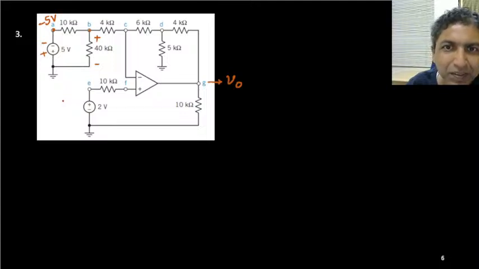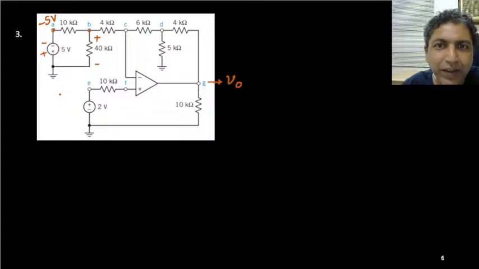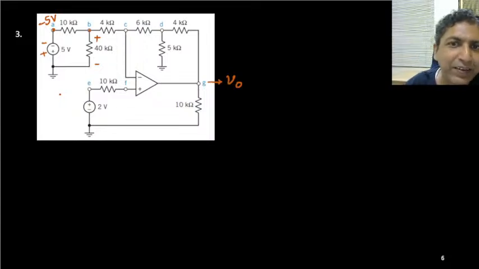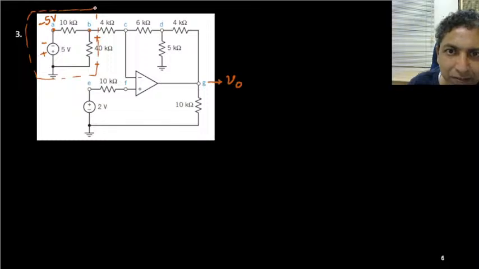But here one thing, you can't say that it is simply a potential divider circuit and that the exact potential VB is 40 upon 10 plus 40 times minus 5. This is not the exact potential, because some current can go through this side as well. So what we will do, we will try to find the equivalent. This circuit I need to replace by a Thevenin equivalent circuit.